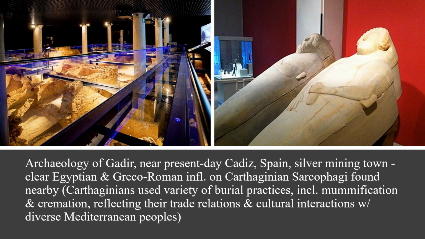Now I'll talk about some of the archaeological finds at Gadir, also known as Gades, near present-day Cadiz, Spain. Gadir was a silver mining town. So the people living in Gadir probably would have been fairly wealthy, and they would have brought a lot of wealth into the Carthaginian Empire. And the architecture of Gadir has Greco-Roman influences, which you'll see on the next slide, but there is also what I believe is Punic-style architecture there.